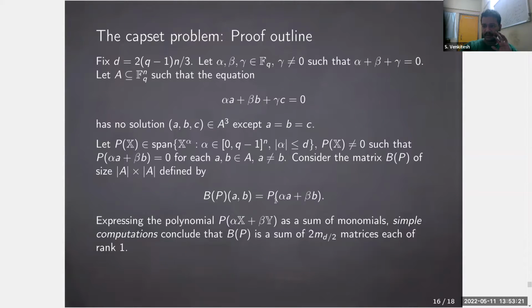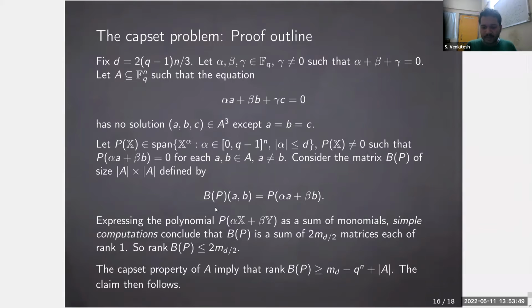And you can use a simple degree condition and decompose the matrix dp as a sum of at most 2 times m sub d by 2 many matrices, each of which has rank 1. A very simple decomposition into a sum of rank 1 matrices. And therefore, the rank of this is at most 2 times m sub d by 2. Following this is a fairly simple computation of looking at the complement of A and using the capset property to lower bound the rank. And then you can put these two together and get the final answer.